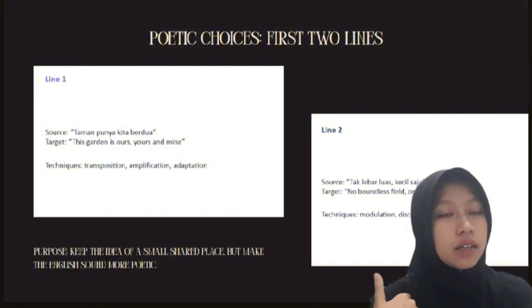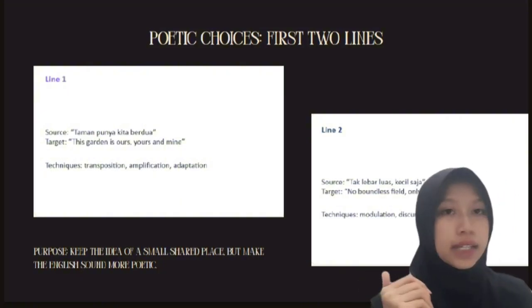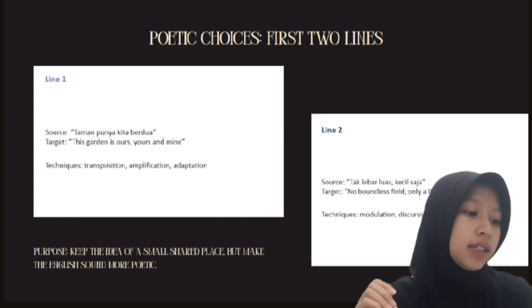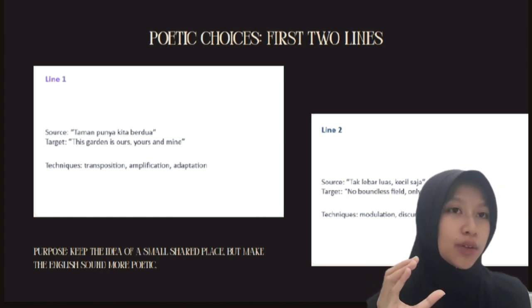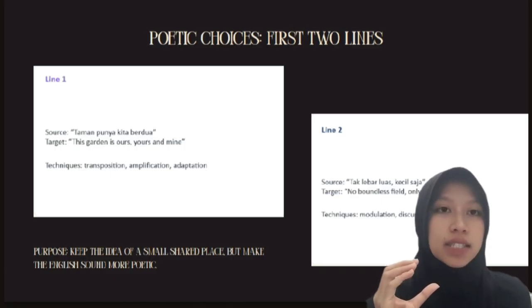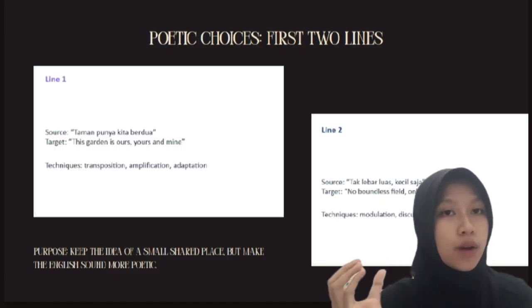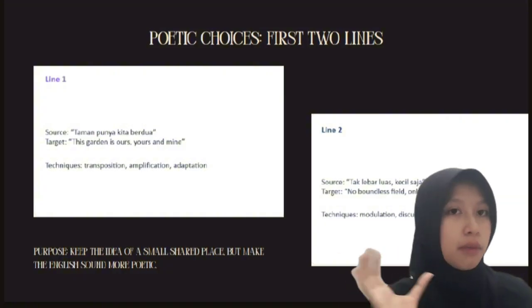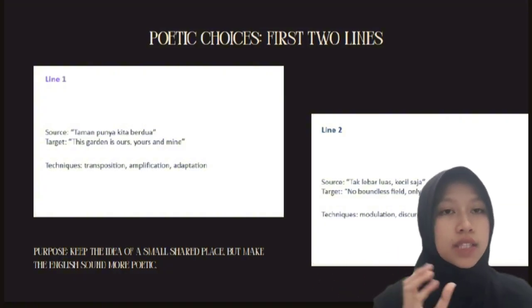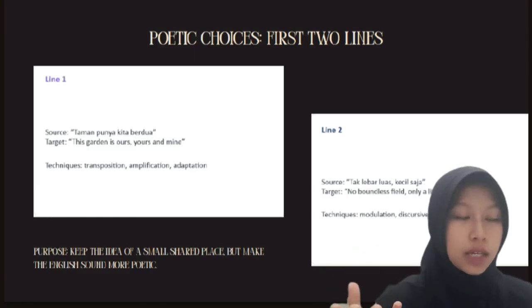I translated it into "no boundless field, only a little space." Here I use modulation because I change the point of view. The source text directly says that the garden is not wide, it's small. But here I use a contrast between the boundless field, like a massive field, and the small little place. It's just to make it more poetic.